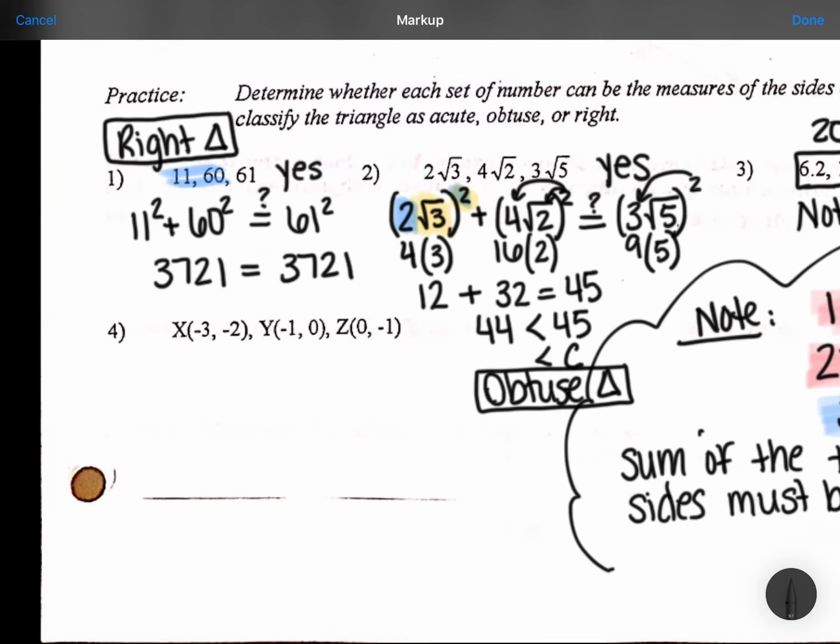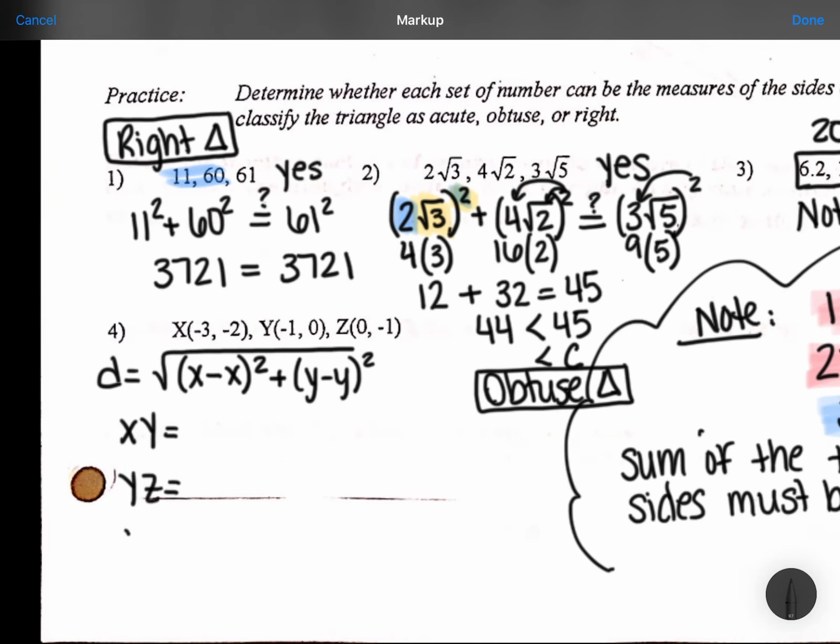All right, so I need to figure out their side lengths in order to determine, is it acute, right, or obtuse? So the way that we find the side lengths is we use the distance formula. Do you guys remember the distance formula? I think we've already used it this semester. It's x minus x squared plus y minus y squared. And we're going to do this for the 3 sides of the triangle. We have side xy, we have side yz, and we have side xz. So I need to figure out the distance of each side, because that'll give me the length. If I find the distance between those points, it'll give me the length of the sides.